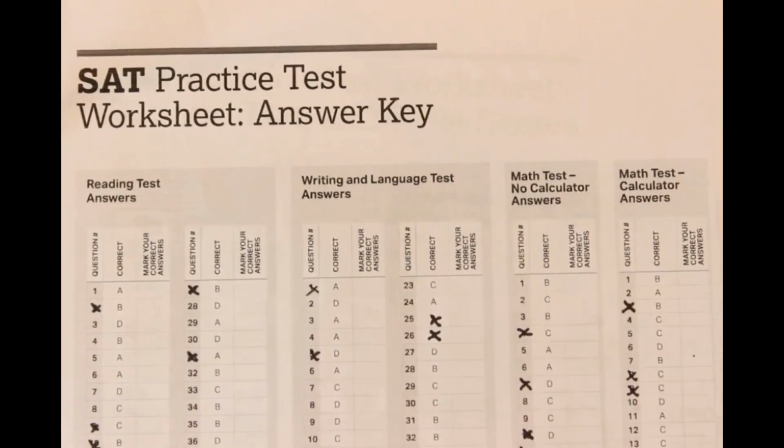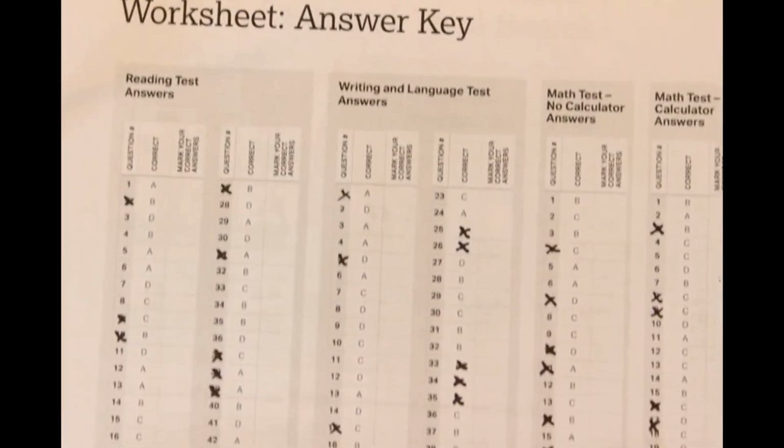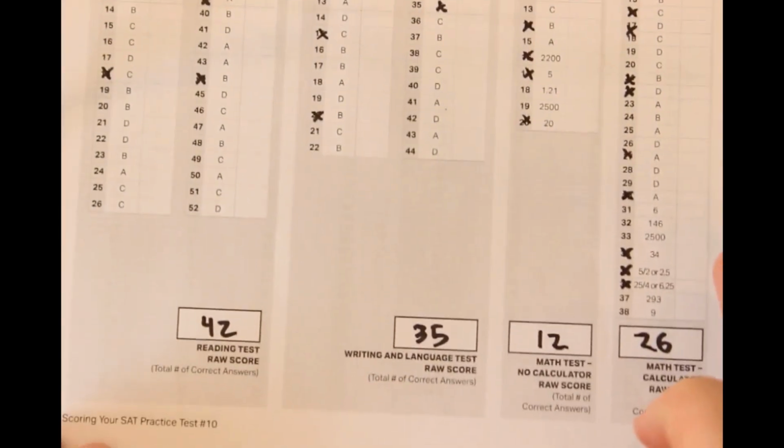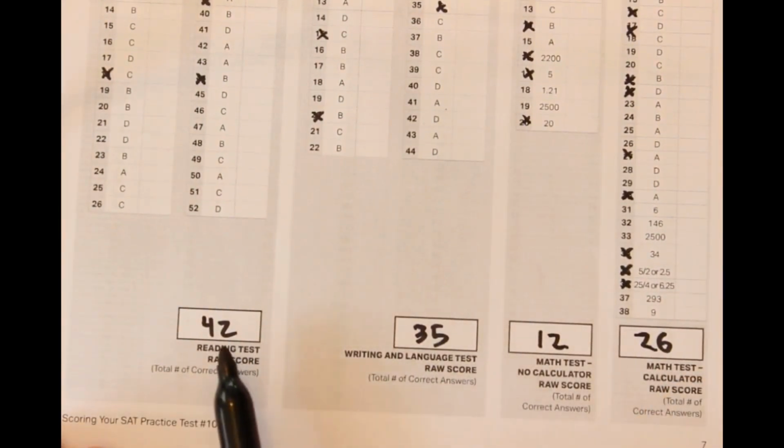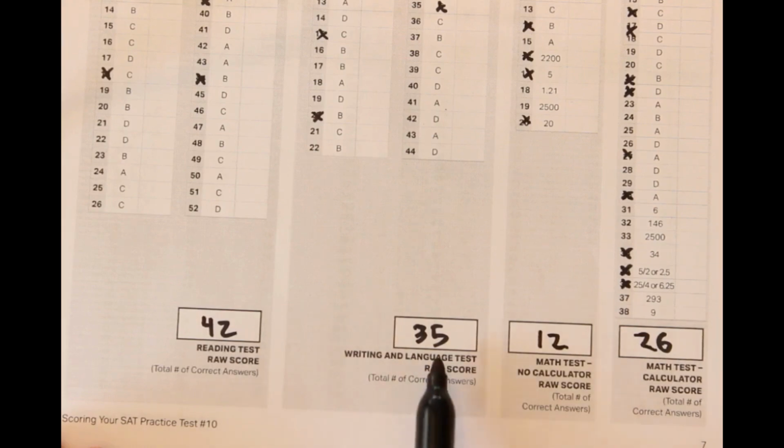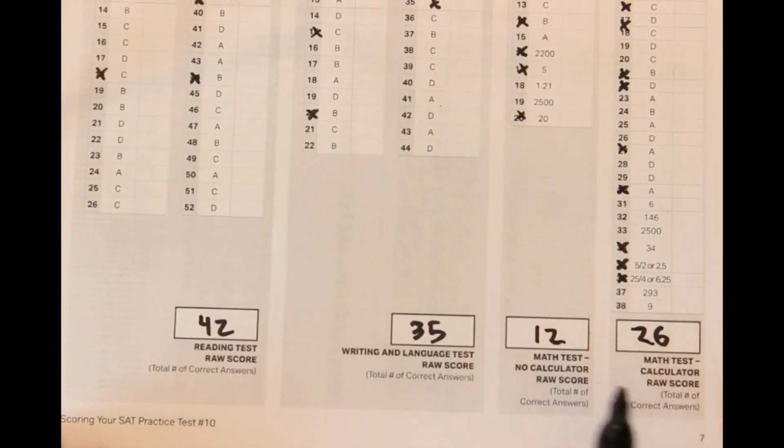It looks like a lot of other answer keys you've probably seen before, and I would just go through and mark the right ones and the wrong ones, and at the end you should have a total. So in this case, I had 42 in the reading, 35 in the writing and language, 12 in the first math, 26 in the second math.